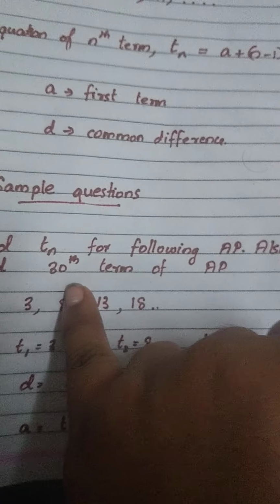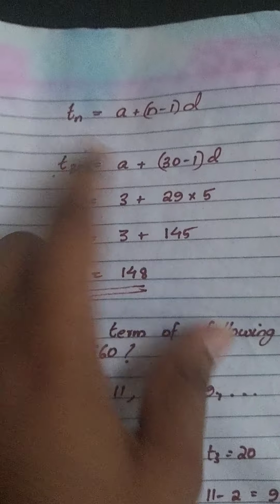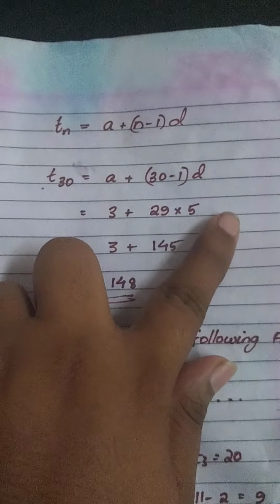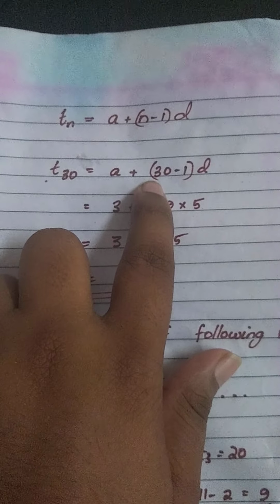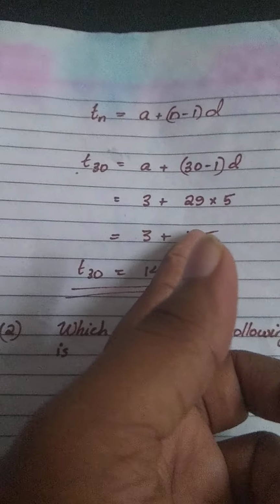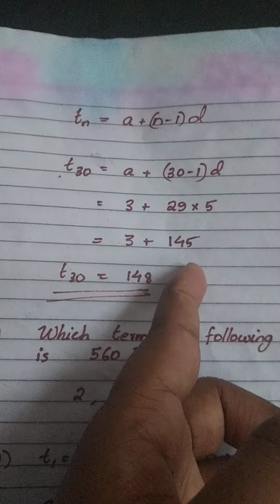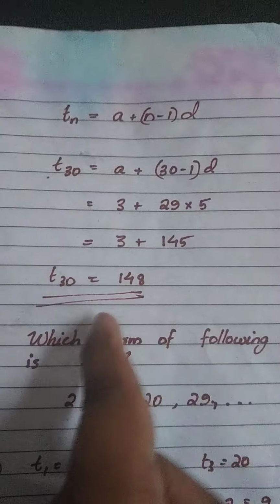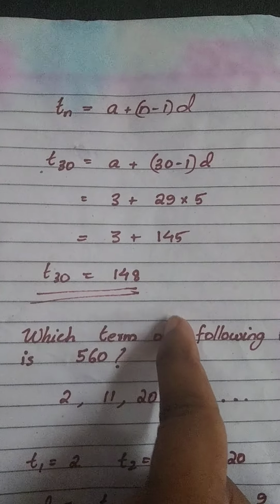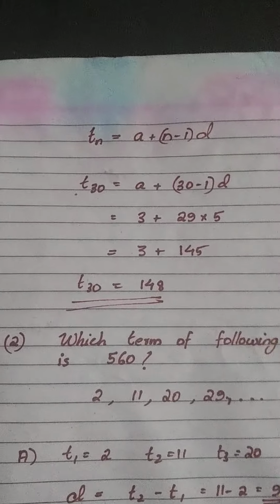Now they have asked you to find the 30th term, right? So T30, the 30th term, is equal to a plus n minus 1 into d. n here is 30. So 3 plus 30 minus 1, that is 29, into 5. 29 into 5 is 145. 3 plus 145 is equal to 148. You got the 30th term. I hope this is clear for each and every one of you. Using this video, write this question and answer down in your notebook.